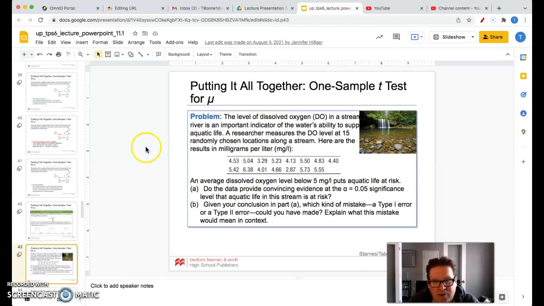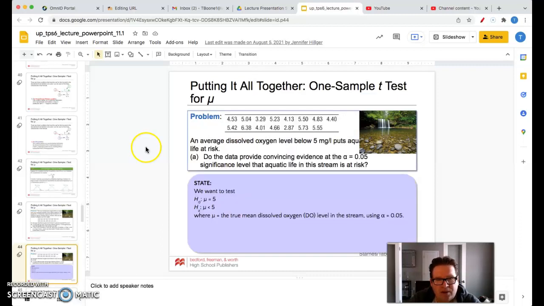All right, so we got 15 spots. An average dissolved oxygen level below 5 puts aquatic life at risk. Do the data provide convincing evidence at the 5% significance level that the aquatic life in the stream is at risk? And then give our conclusion. We're going to do that, and then we're going to talk about whether we could make a type 1 or type 2 error. Now, again, that's going to be dependent on whether we reject or fail to reject the null hypothesis, and then we'll talk about what potentially could be the problem there. Okay? All right, so let's get into that.